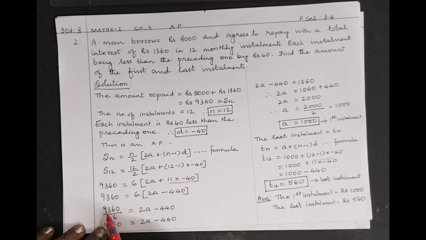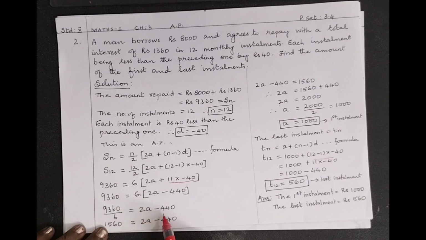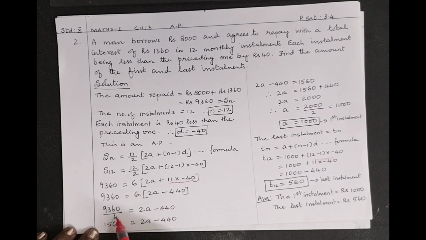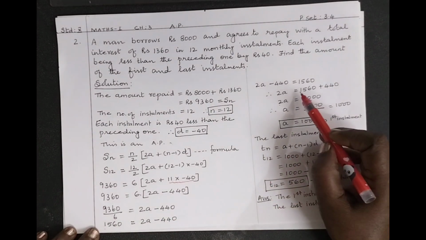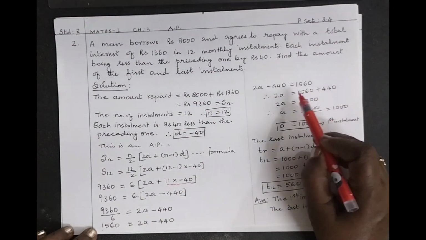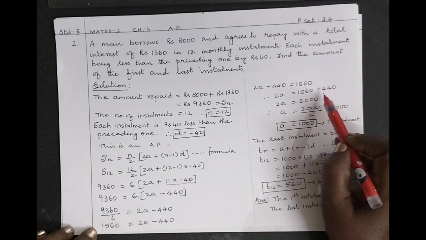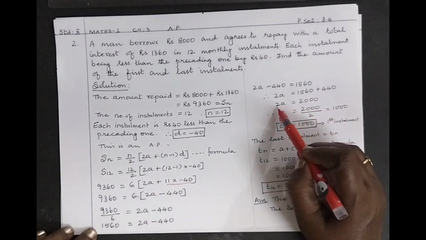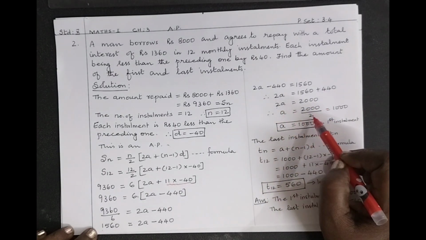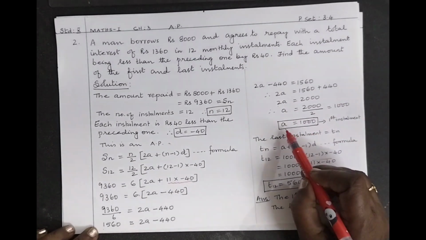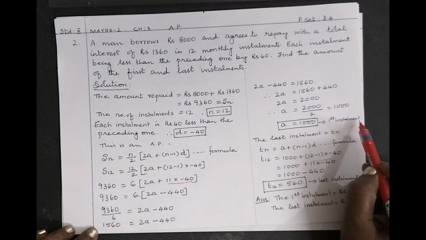So 9,360, bring the 6 this side, so divided by 6 is equal to 2a minus 440. When we divide this by 6 we get 1560, which is equal to 2a minus 440. Now keep this on the left hand side: 2a minus 440 equals 1560. Therefore 2a is equal to, bring this to the other side, plus 440, so 2a equals 2000. Therefore a is equal to 2000 divided by 2, which is 1000. Therefore a is 1000, that is the first installment.